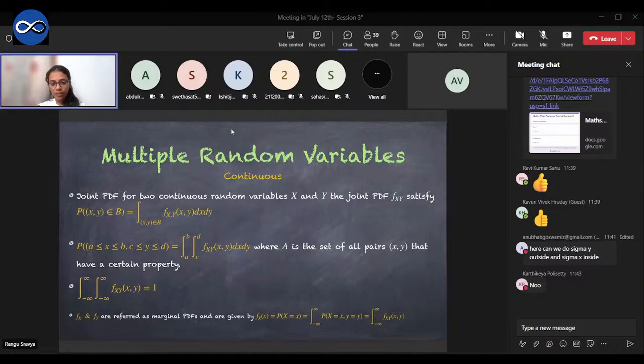If we want to calculate fx of x, for calculating px of x we did the summation over the entire y, right? So here we need to integrate the joint PDF over the entire range of y, from minus infinity to infinity. That is, the integral from minus infinity to infinity of fxy of x comma y dy. There we were summing, here we are integrating. That's it.